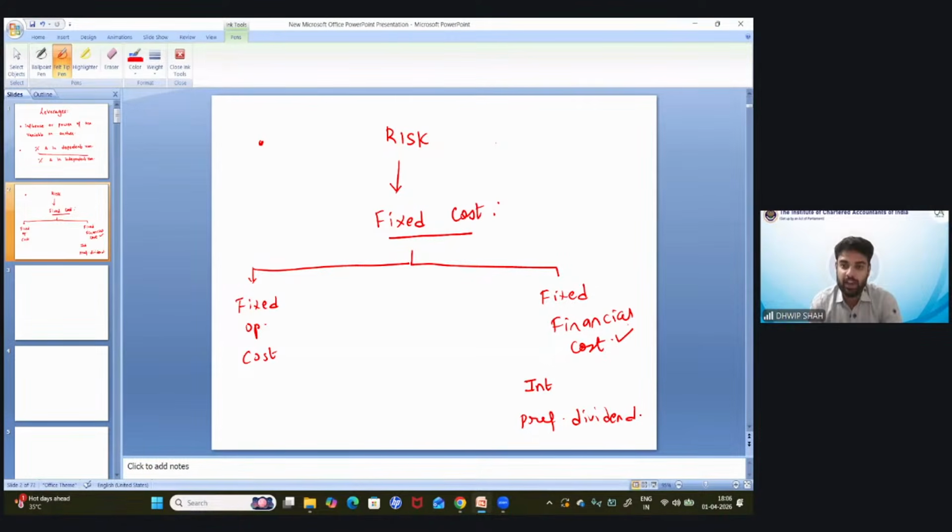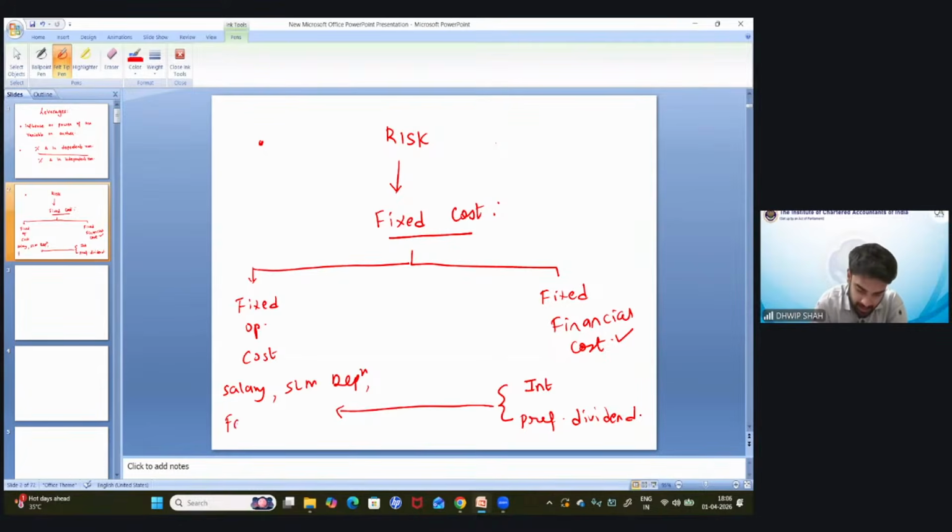So under fixed financial cost हमने सीखा था there are only two items, interest and preference dividend. ये दो के अलावा जितने भी फिक्स्ड कॉस्ट है वो सारे ऑपरेटिंग बन जाएंगे, जैसे कि फिक्स्ड सैलरी that you pay to employees every month, SLM basis पे depreciation कर दिया वो भी एक फिक्स्ड ऑपरेटिंग कॉस्ट हुआ.